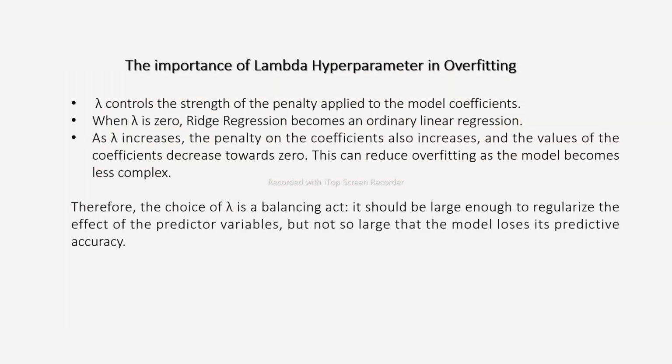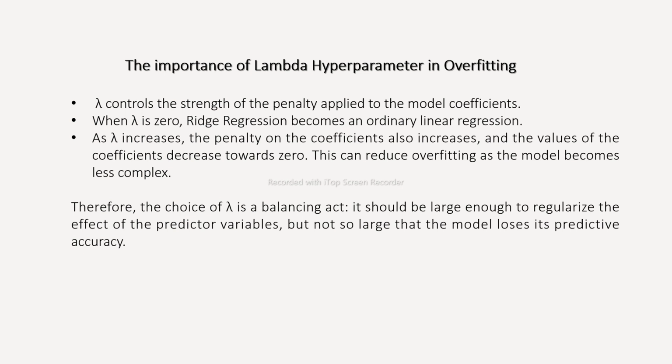The importance of the lambda parameter in overfitting. Actually, lambda controls the strength of the penalty. When lambda is 0, ridge regression becomes an ordinary linear regression. As lambda increases, the penalty on the coefficients also increases, and the values of the coefficients decrease towards 0. This can reduce overfitting as the model becomes less complex.